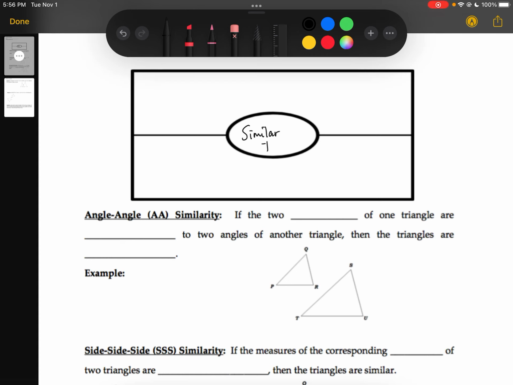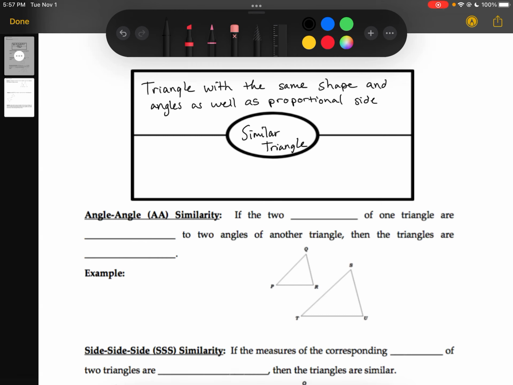So just to start off, a quick refresher: a similar triangle is our vocab word, and a similar triangle is just a triangle with the same shape and angles, as well as proportional side lengths. So this is something, again, that we covered quite a bit in our last class period.